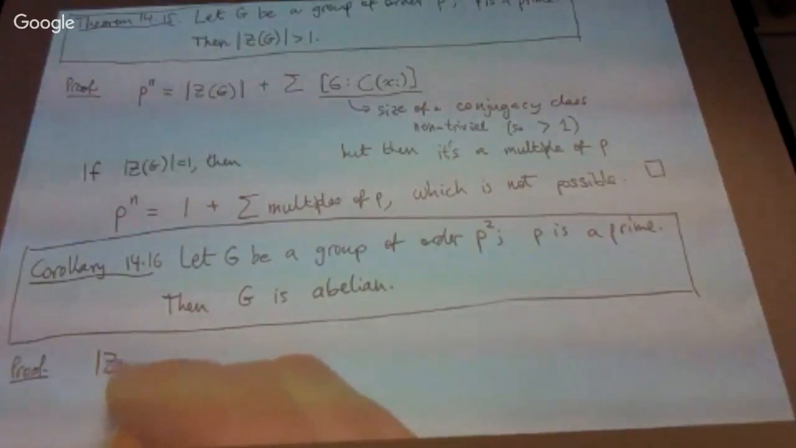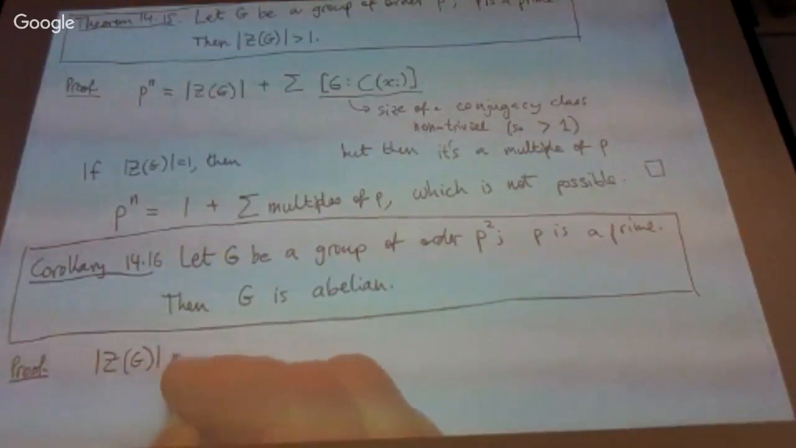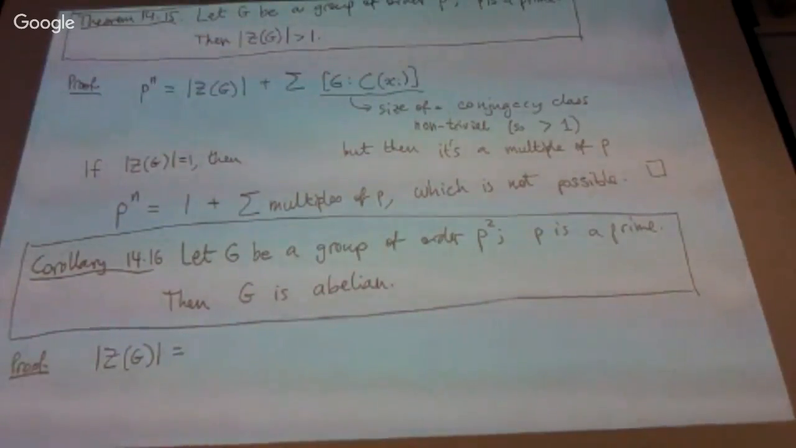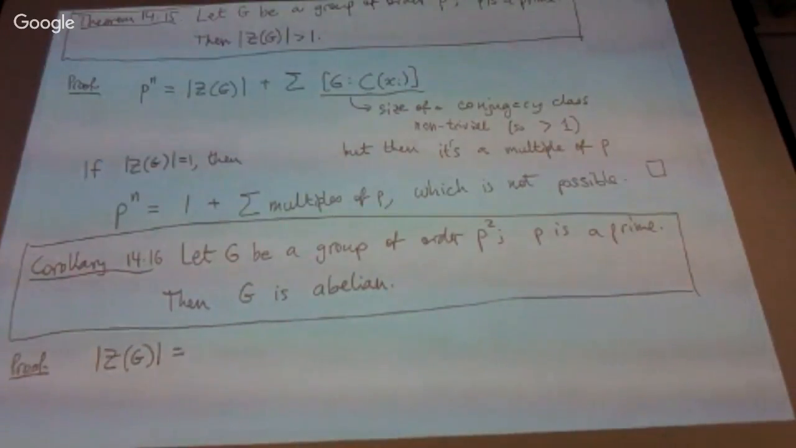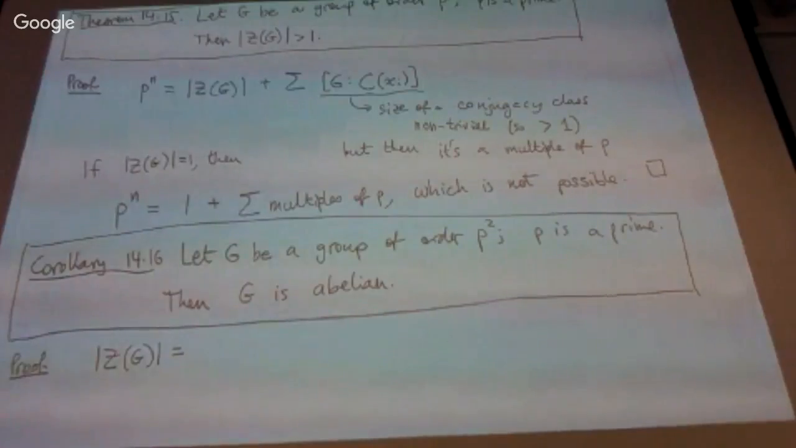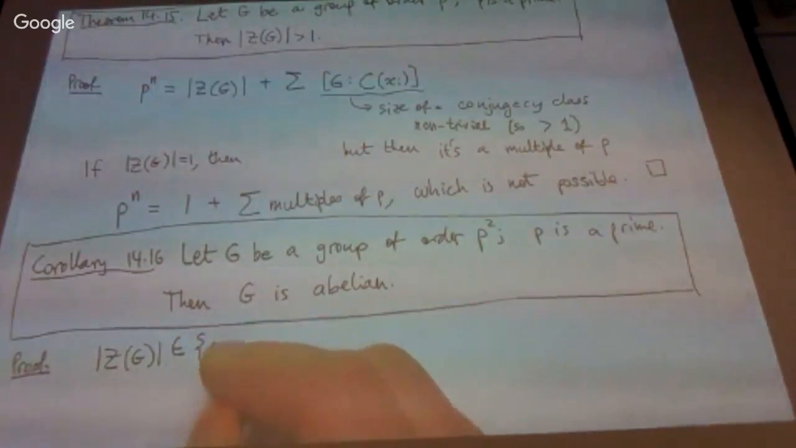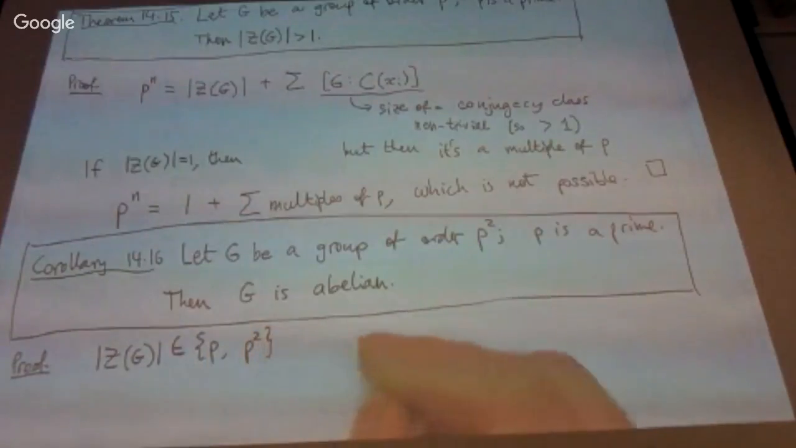What is the order of ZG, the center? Well, it can't be 1, because of that theorem. But this is a subgroup of G, so it can be p or it can be p squared.